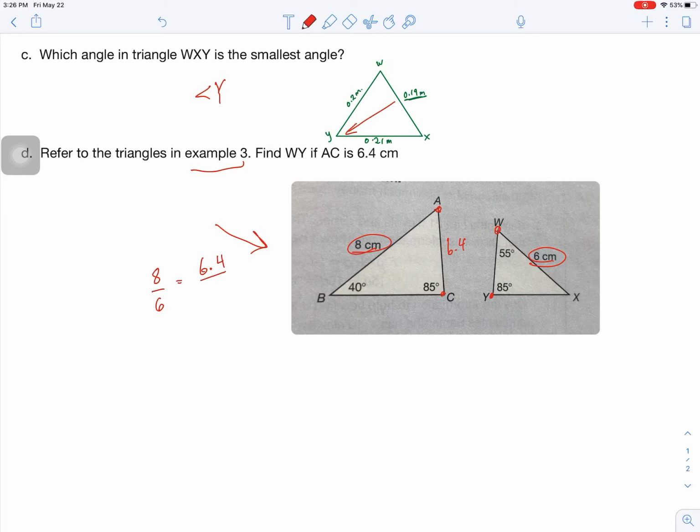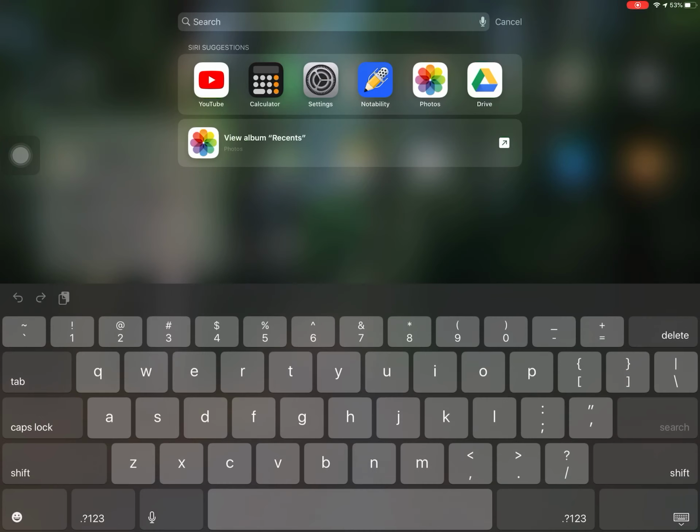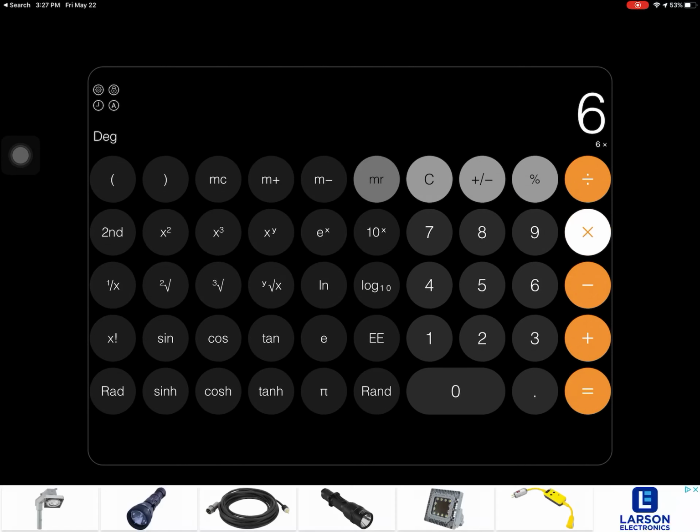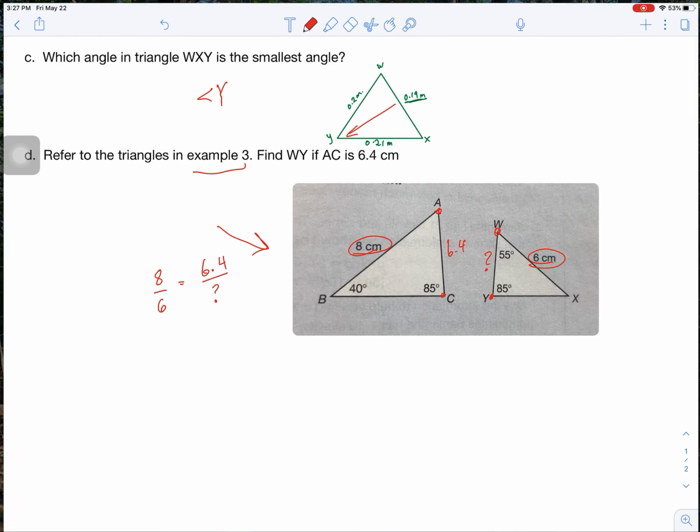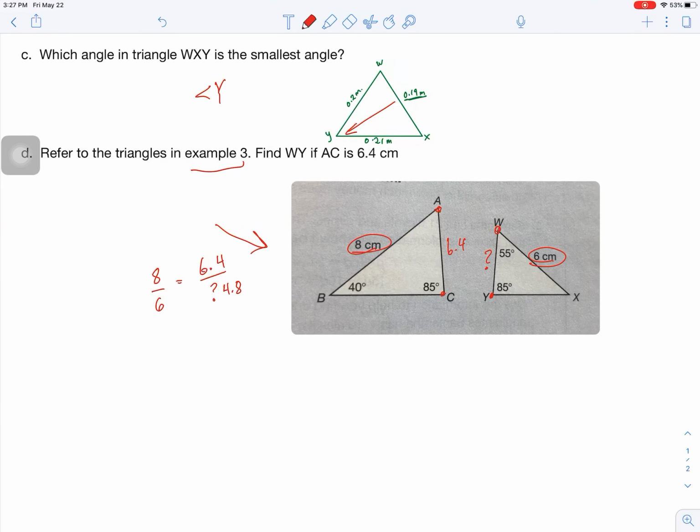We have 6.4 here equals, and we don't know what this number is. So that takes just some straightforward multiplication, and I can figure that out quite easily. So we grab our calculator. 6 times 6.4 divided by 8, and we find out that our line length is 4.8. So our answer is 4.8 centimeters.